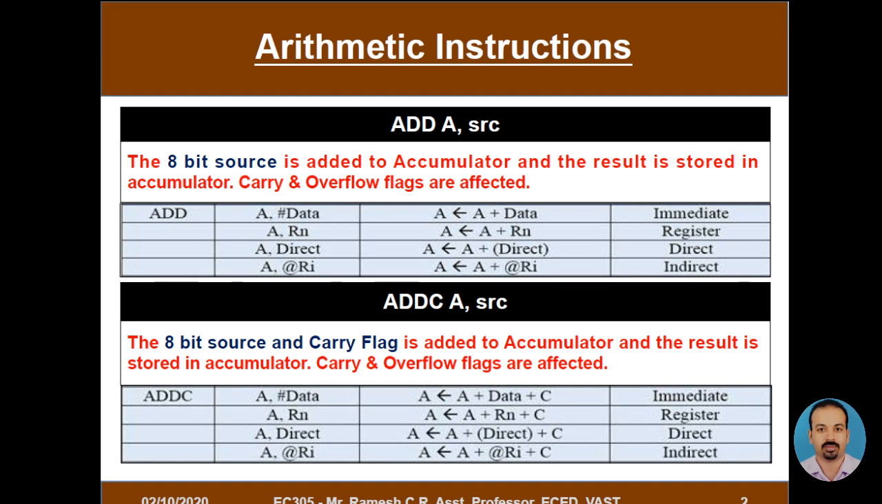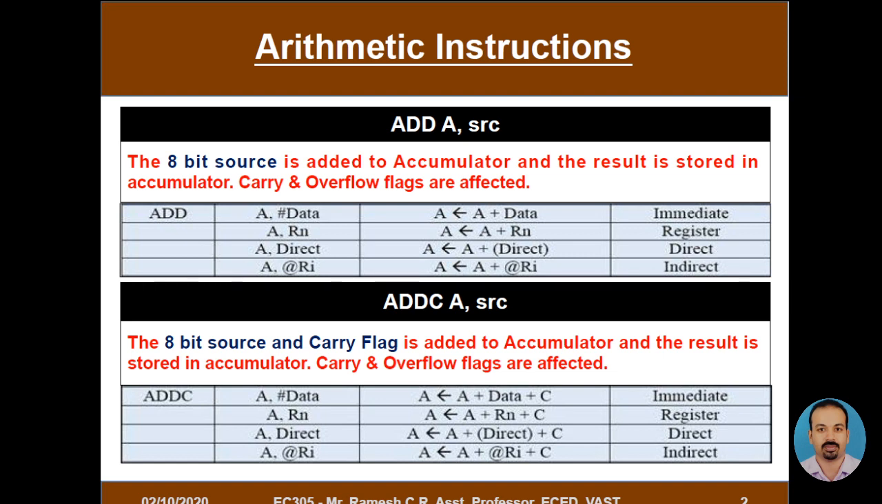Okay, there should be two operands for performing any arithmetic operations. So in this, one of the operands will always be the accumulator, and the other operand can be either an immediate data, or the content of a register, or the content of a direct memory location which is specified in the instruction, or the content of the memory location which is pointed by the register.